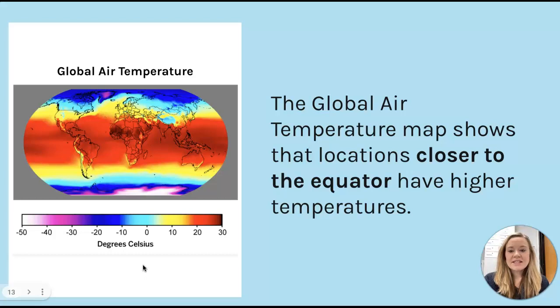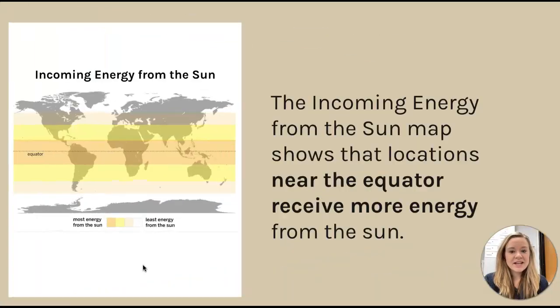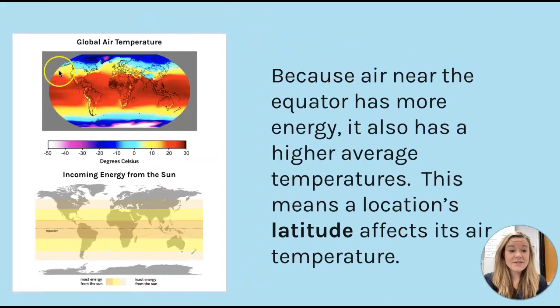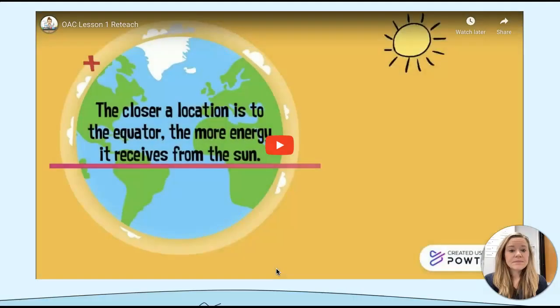So we can look at these different locations and understand how they are next to the equator, and that's going to help us understand how much energy they're getting from the sun, and why different locations on our map, on our world, have different air temperatures, and how that latitude really affects the air temperature. It says that means a location's latitude affects the air temperature. So we really want to know what is the effect of that air temperature.